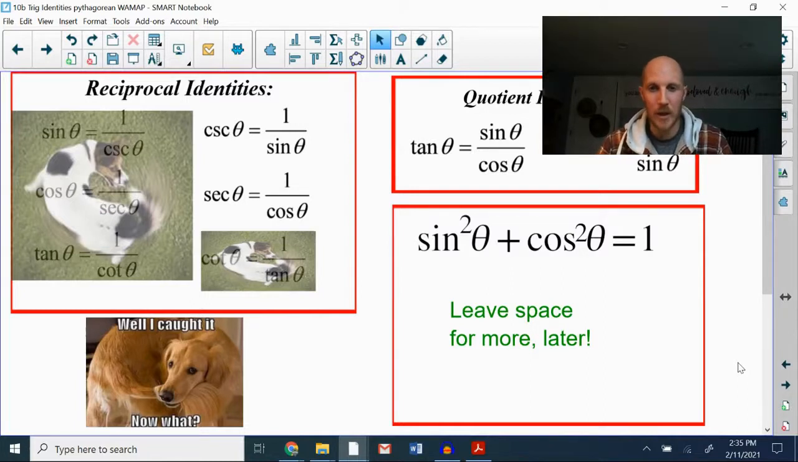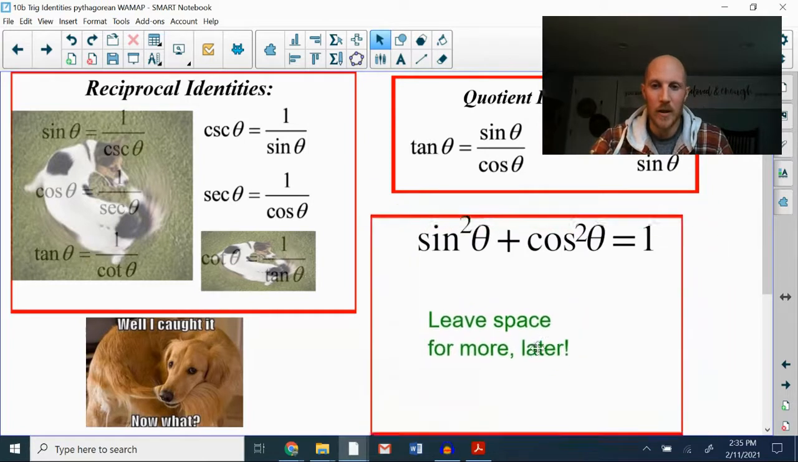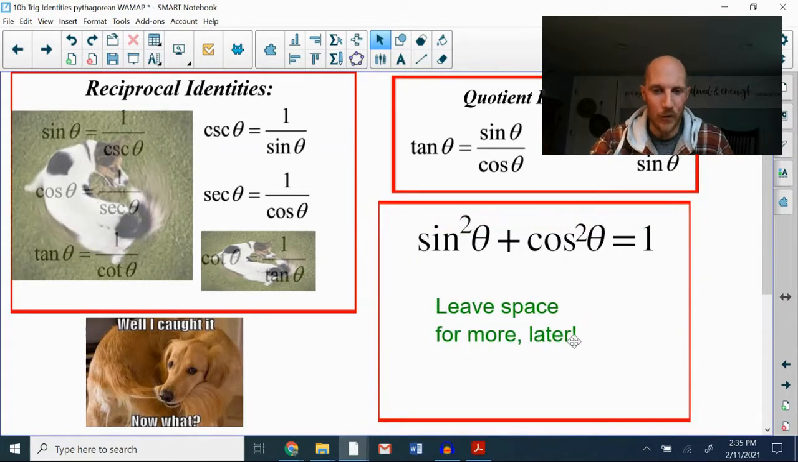All right, so we have started a list of identities in our notes last week. We've got some reciprocal identities, we've got the quotient identities, and so today we are filling in that third section that we left space for. It is actually now. It's not for later, it's for now.